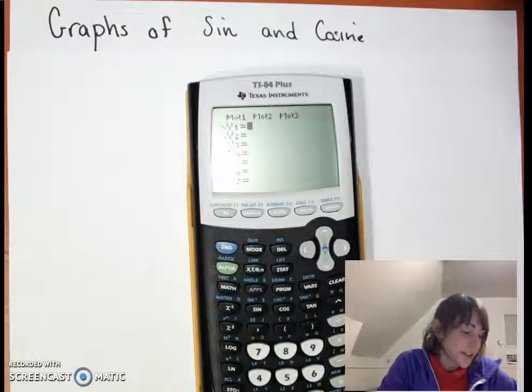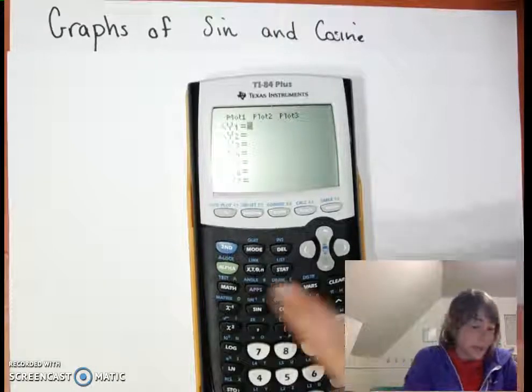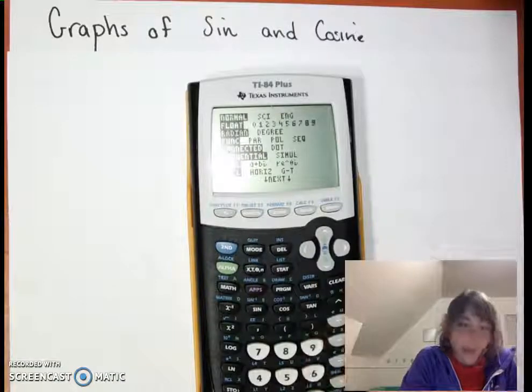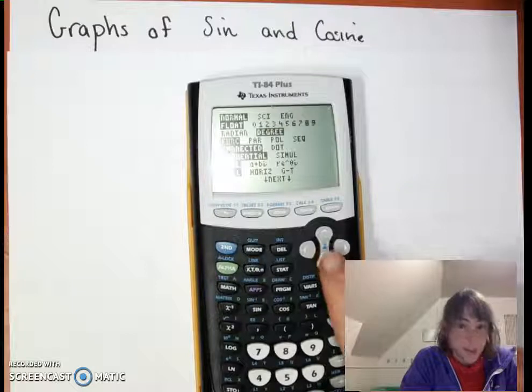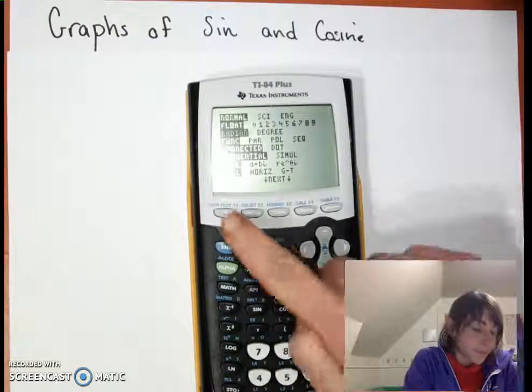Another important thing to check is that you're in radian mode because we only use radians. So the way that we do that is where the calculator says mode, we click on it, and we make sure that radian is highlighted. If it looked like this, degree would be highlighted. That's bad. So we want to have radian highlighted.